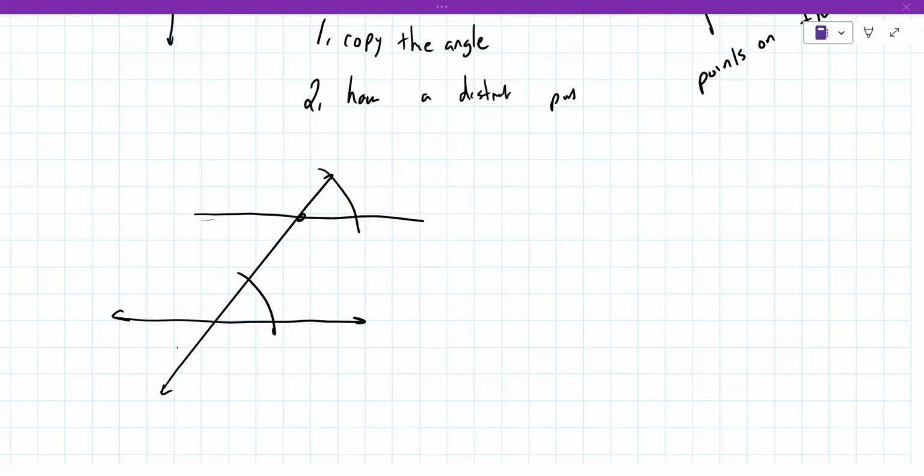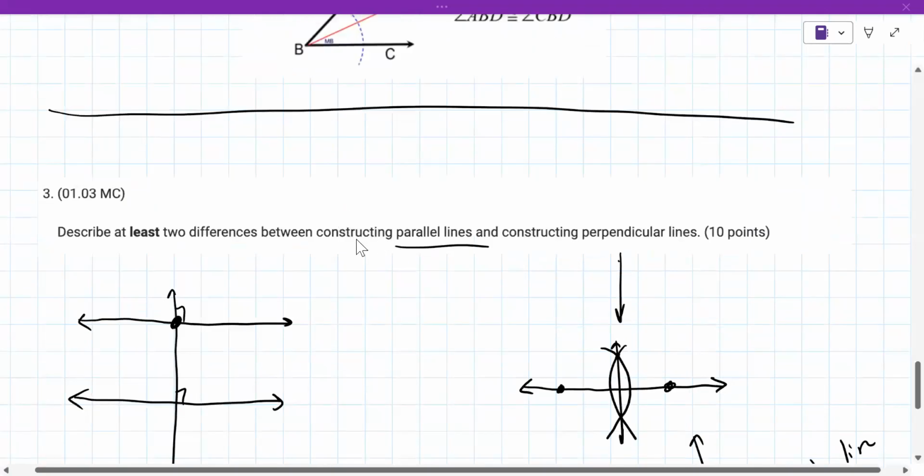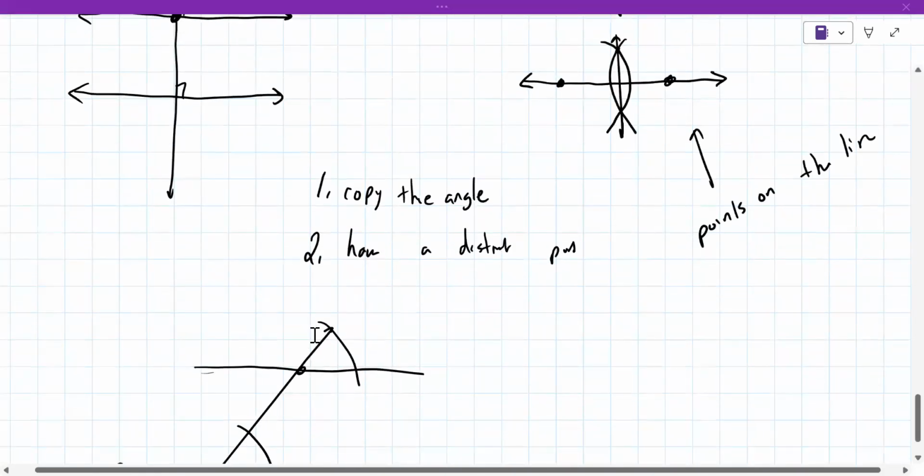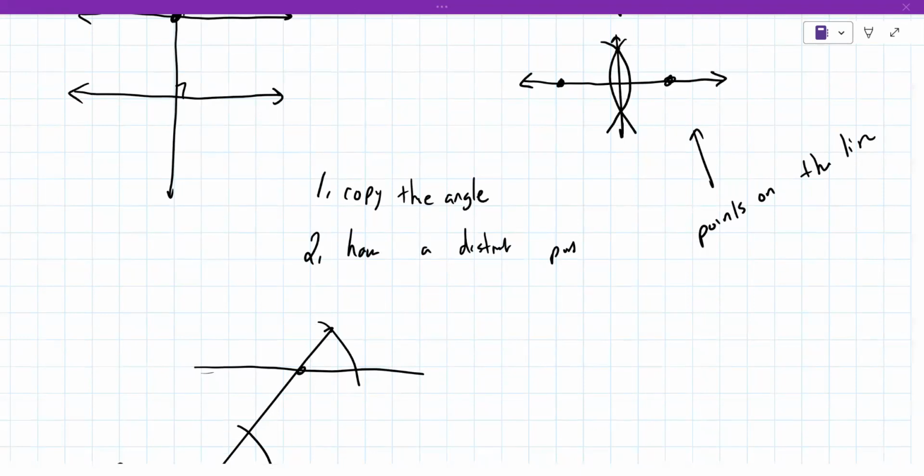Another difference, I guess, would also be that perpendicular lines would create a 90-degree angle. But yeah, in the construction it has to be 90 degrees over here, whereas it does not have to be over here. You're just copying the angle and it could be 90 degrees or it could not be. Yeah, I think this would probably be fine.